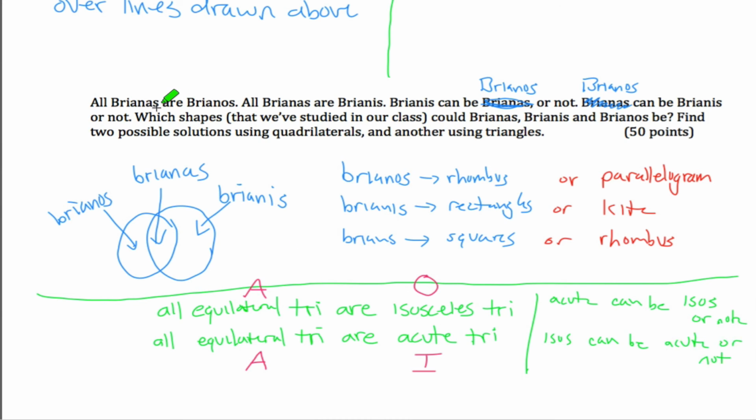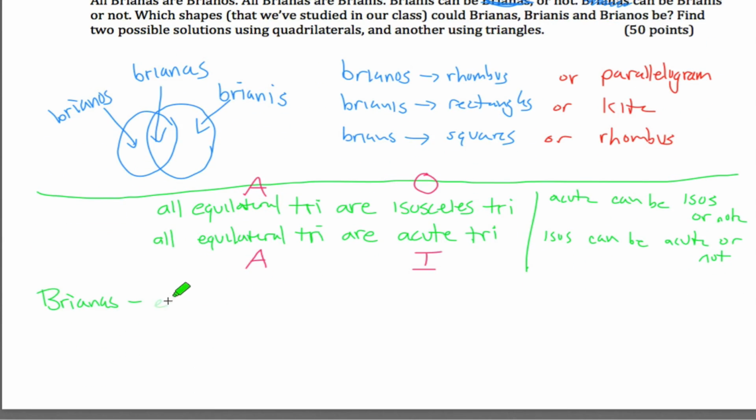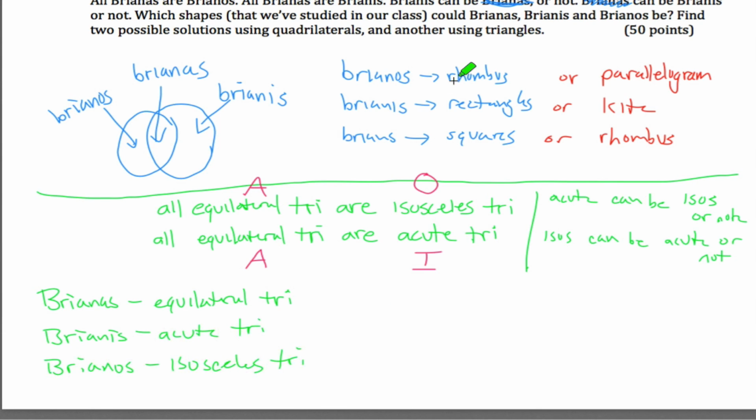Therefore, I could have Briannas be equilateral. So maybe I'll write my answer down here. Briannas are equilateral triangles. Briannese are acute triangles. And Briannos are isosceles triangles. So I think that works as an answer. So either 1, 2, or 3 should work as a solution.